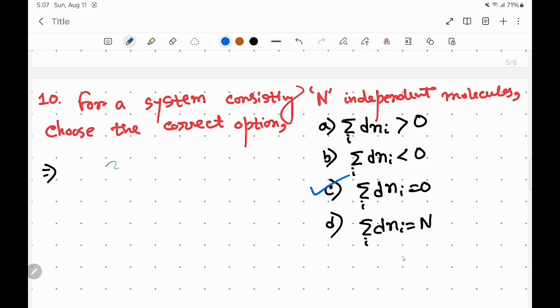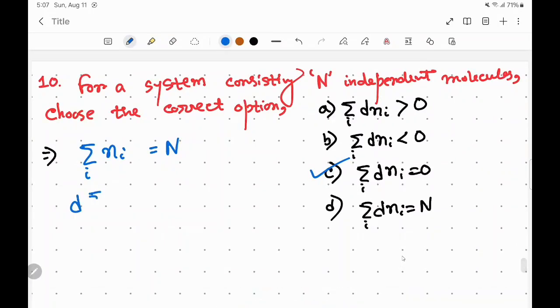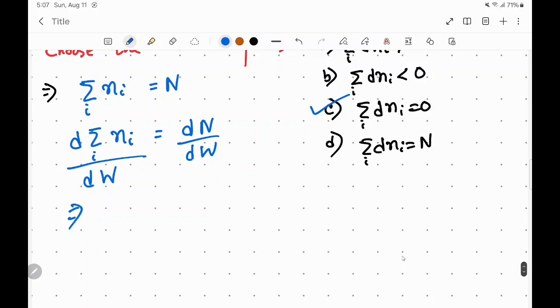Let me change color. Sum over Ni is capital N. And when you take the derivative dNi, what will it be? Sum is 0. dN, take the derivative with respect to something. You have to take the derivative with respect to something. Let's say w, where w is the configuration. Then you can do it.